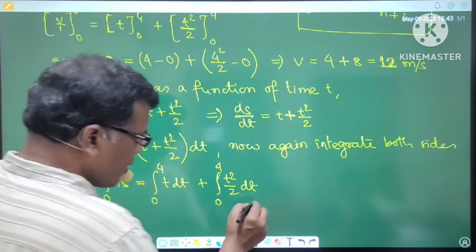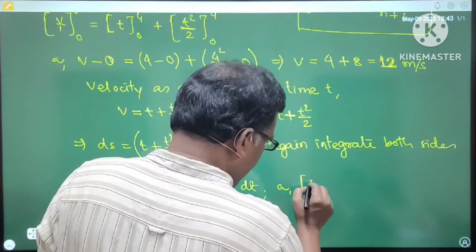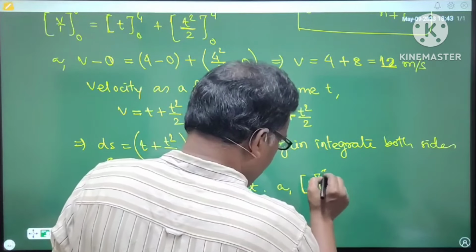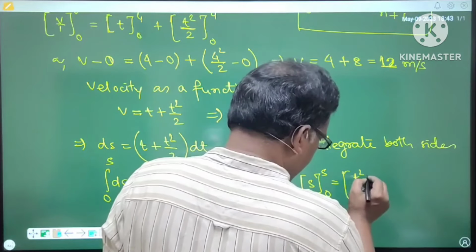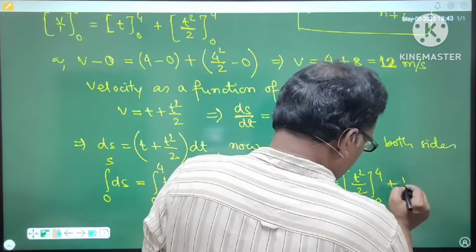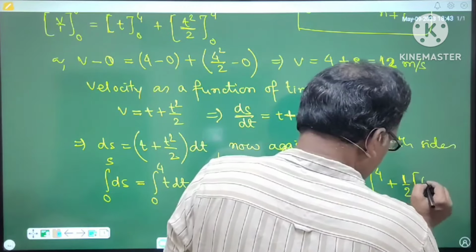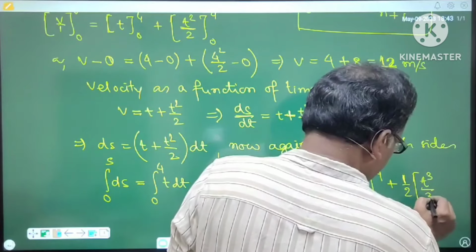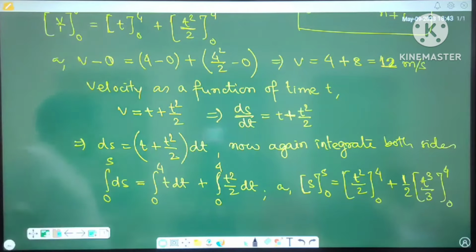Then what will the integration be? The integration of ds becomes s, limit 0 to s. On the right hand side, the first part will be t square by 2, limit 0 to 4, then 1 by 2 taken out, t square can be written t cube by 3, right? 0 to 4. Tell me yes or no. Do you understand the steps?